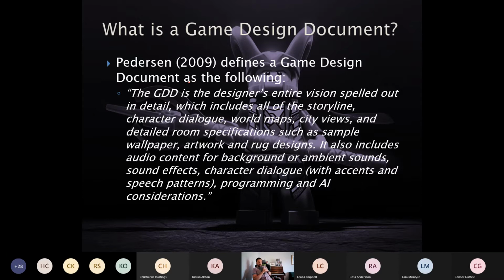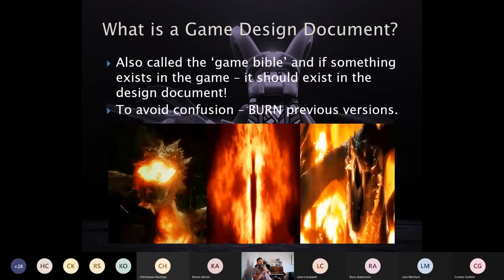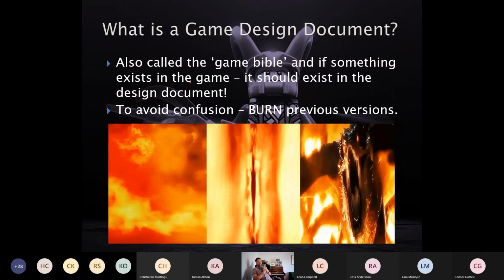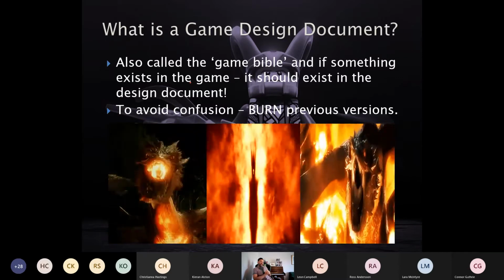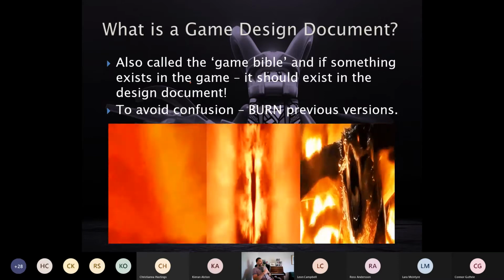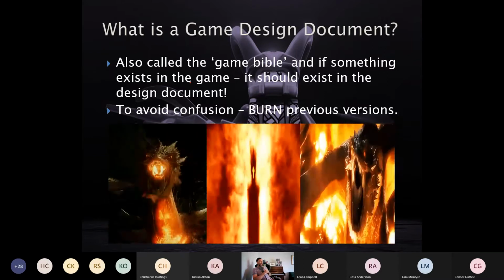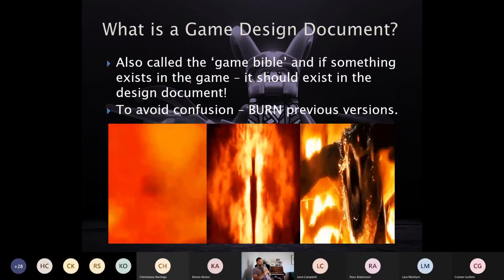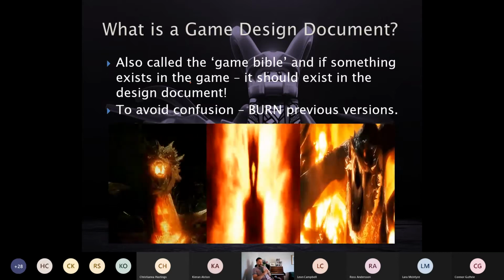It also includes audio content for background or ambient sound effects, character dialogue with accents and speech patterns, programming, and AI considerations. So that's one definition of a games design document. It's also called the Game Bible, and if something exists in the game, it should exist in the design document. Now, I have looked at early literature on games design documents, and this was possibly before the days of cloud computing and collaboration online.